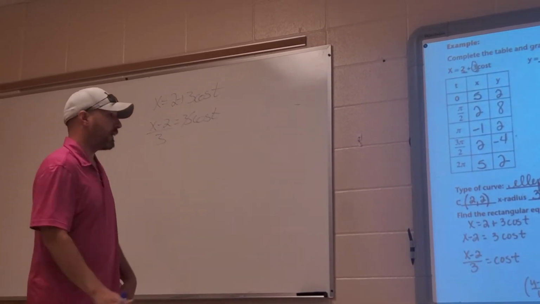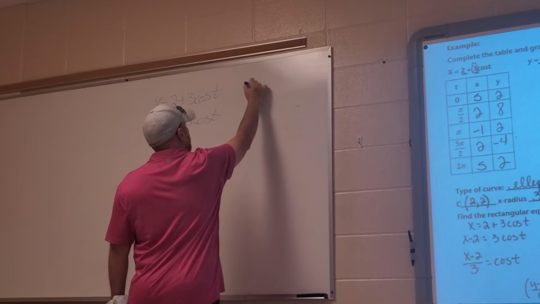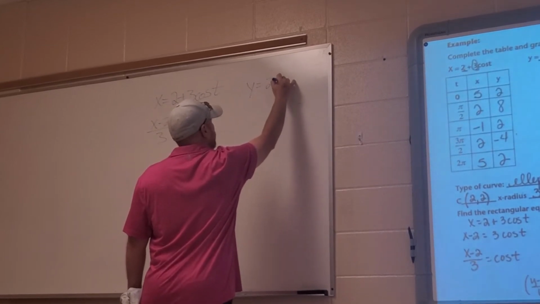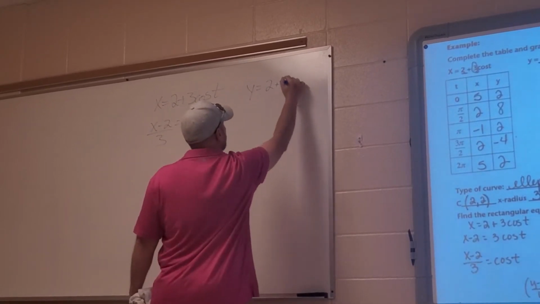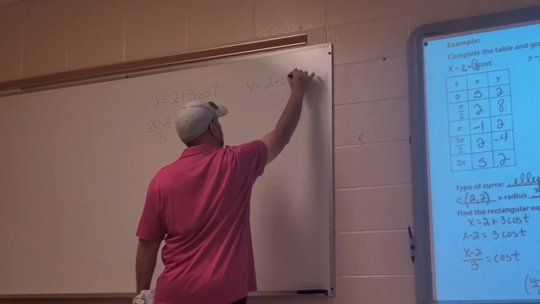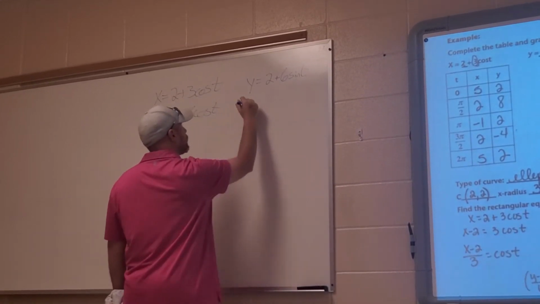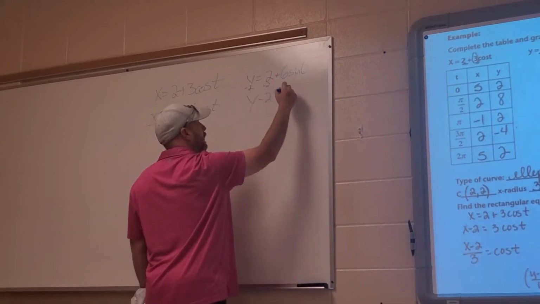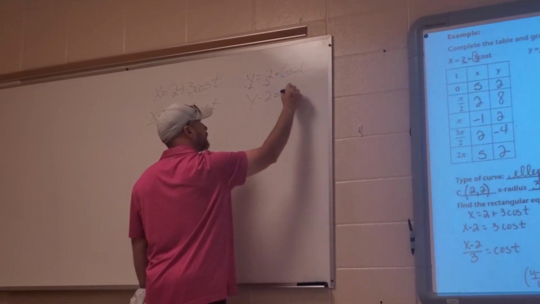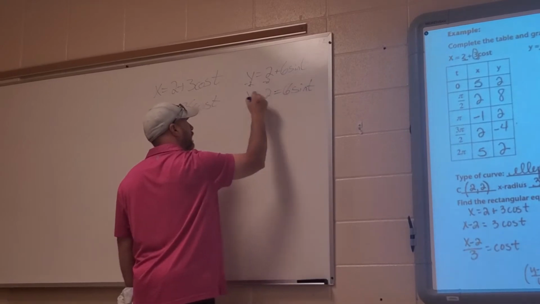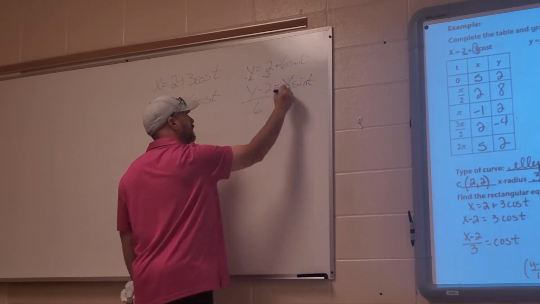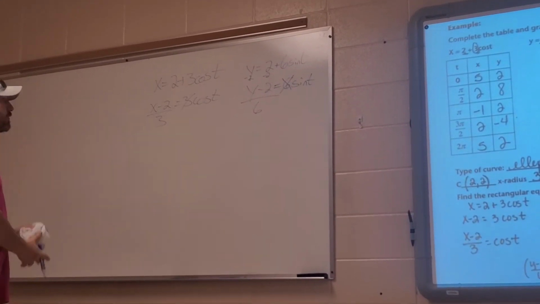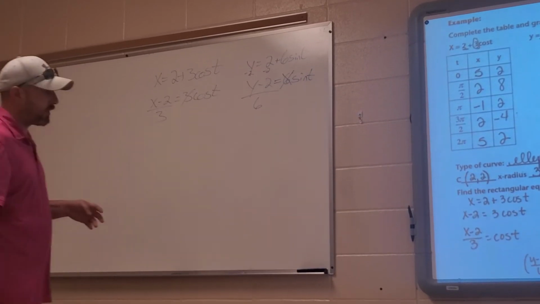Okay? And then y equals 2 plus 6 sine t. Okay, so y minus 2, you move this 2, equals 6 sine t, and divide by 6. And you get sine t equals y minus 2 over 6. So that's where all these come from.